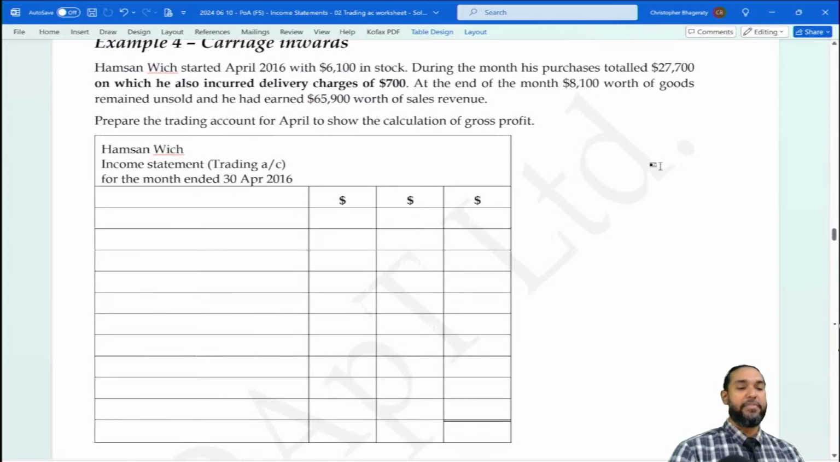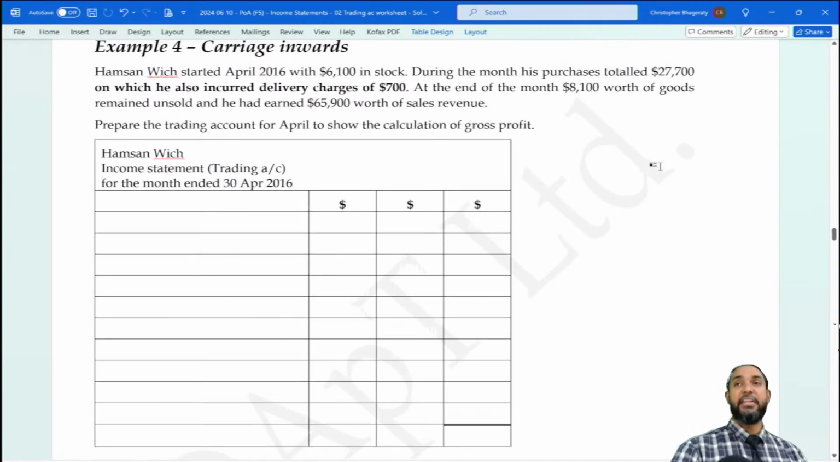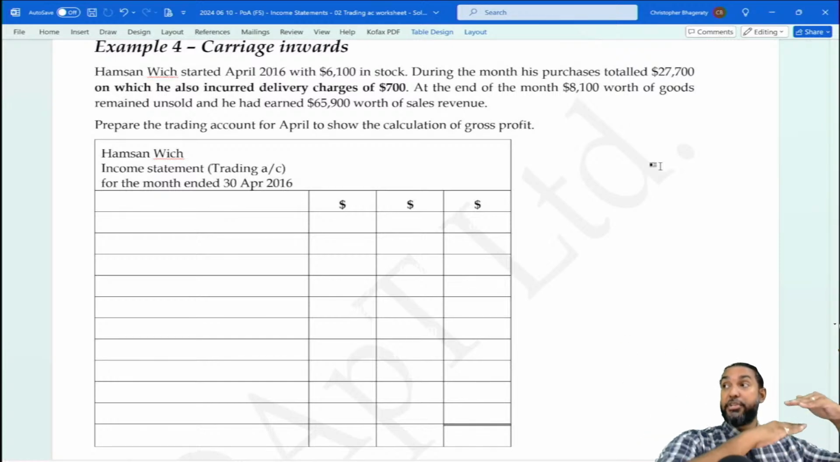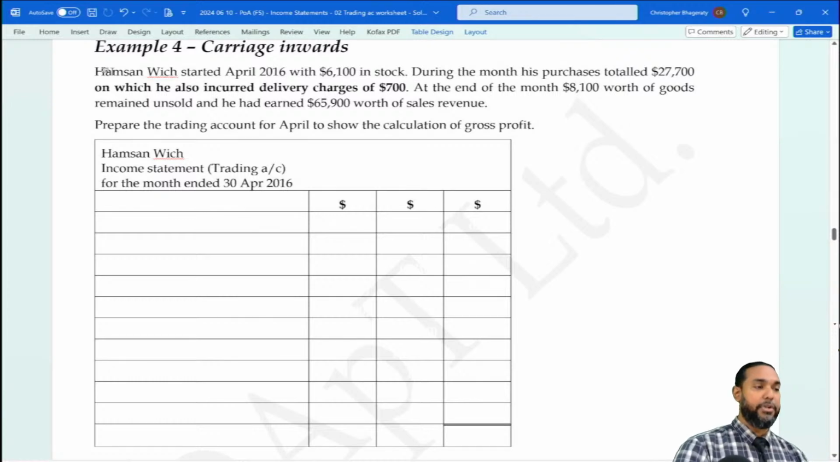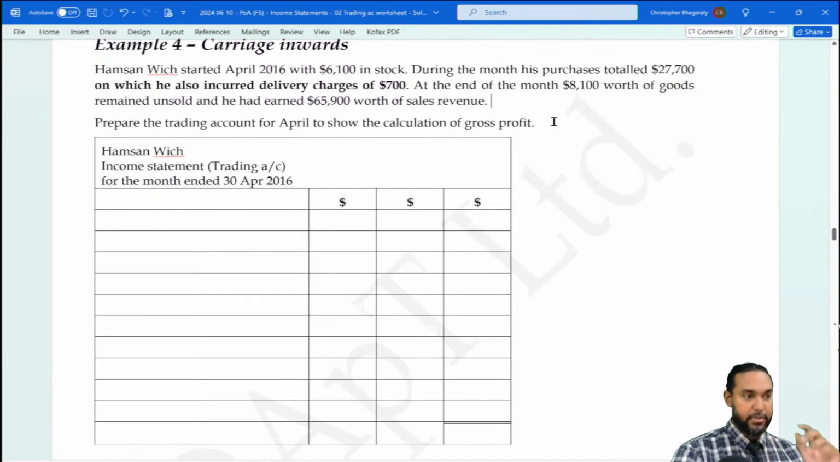Right. So example 4, we have carriage inwards. Long story short, carriage inwards is the delivery charge you have to pay to get the goods to you. So you have to add it on to your purchases as part of the cost. Ham Sandwich started April 2016 with 6,100 in stock as the opening stock. During the month, his purchases totaled 27,700, on which he also incurred delivery charges of $700. At the end of the month, 8,100 worth of goods remained unsold, and he had earned 65,900 worth of sales revenue. Prepare the trading account to show the calculation of gross profit. Okay. One thing at a time.